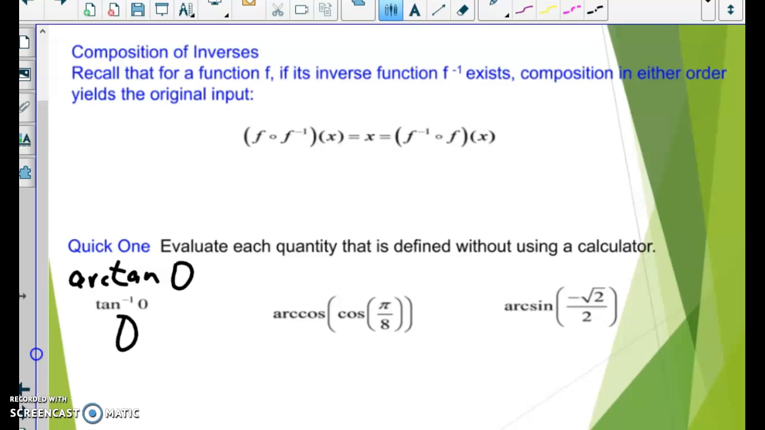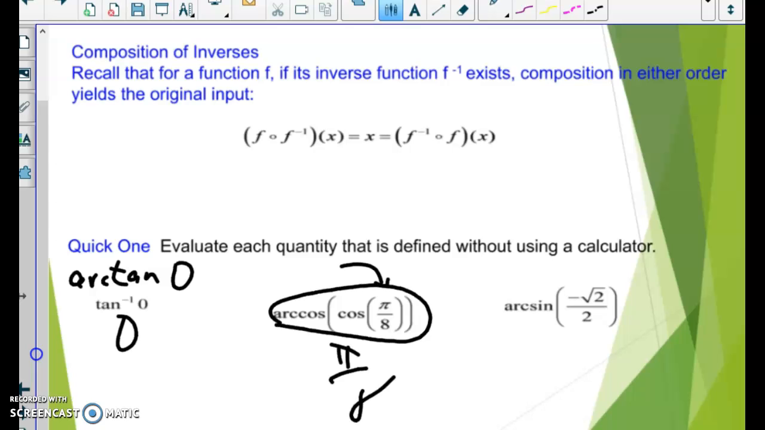Now, on this one, we can simplify because the arc cosine and the cosine are opposite operations. The thing we have to be careful of is that we're at a place where the arc cosine is defined. In this case it is, because we know that it's defined from 0 to pi. And so these are opposite operations of each other, so they just go away and you're left with pi over 8.